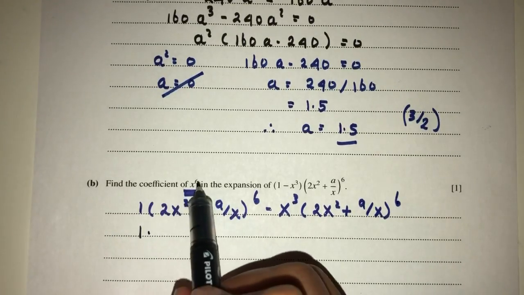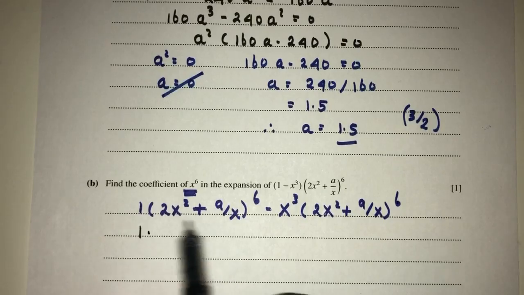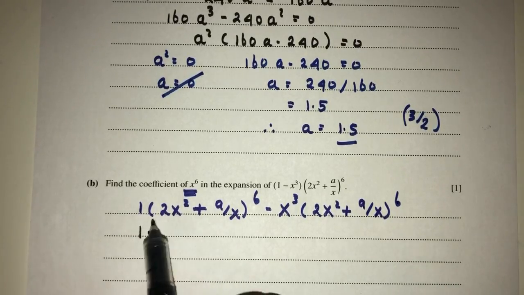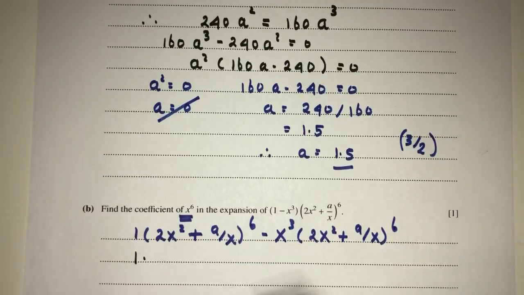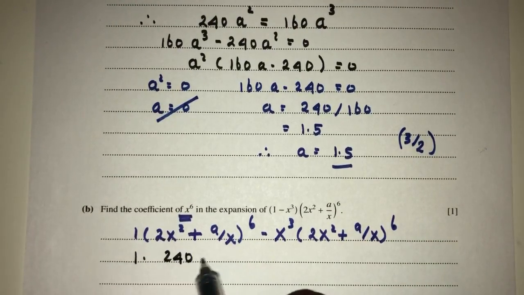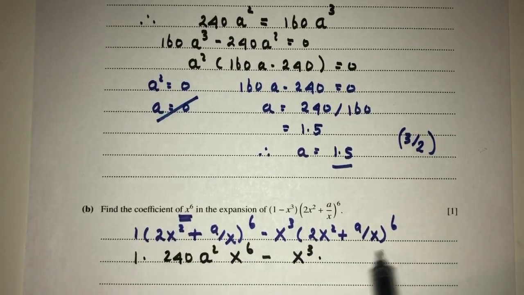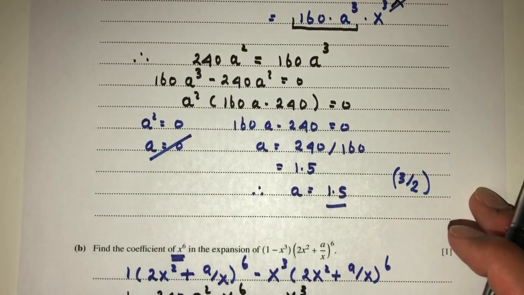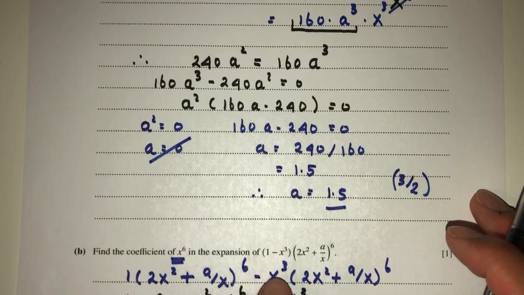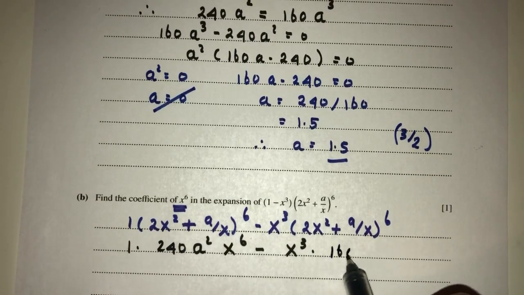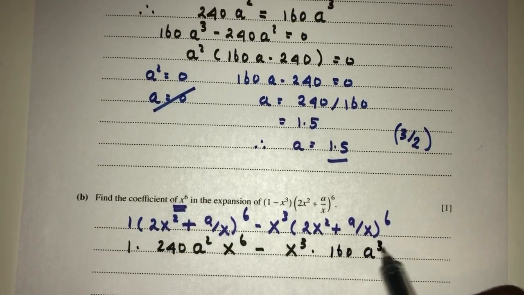To get something in power 6, we have to times something in power 6. And we know that the coefficient of power 6 here is given to you by 240a. So 240 a squared, x power 6, minus x cubed. X cubed needs to times something in power 6. So to get power 6, we have power 3, we know we have to use this one, right? That will be 160 a cube x power 3.